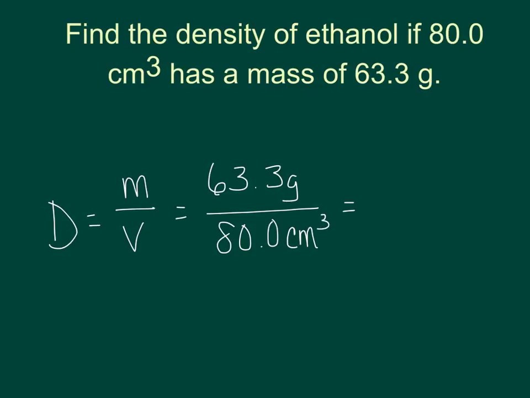So we're going to take 63.3 and divide it by 80, and we get 0.791. Remember, to have a correct answer in chemistry, you must also include a unit. Our units here are grams per centimeter cubed.